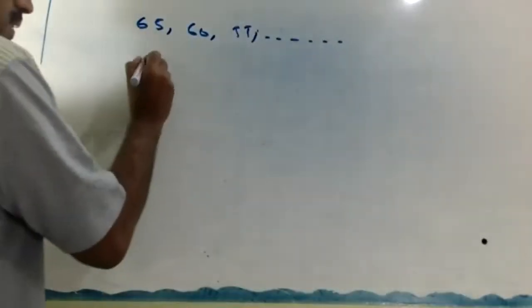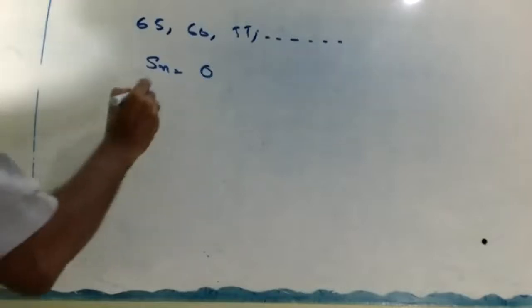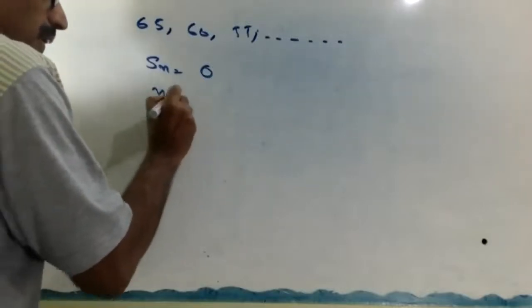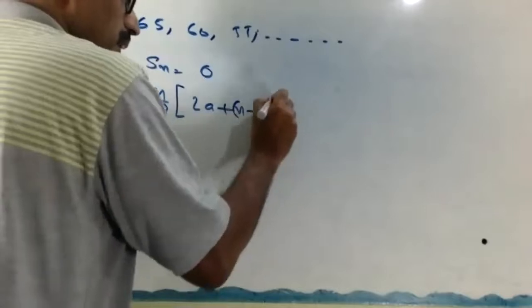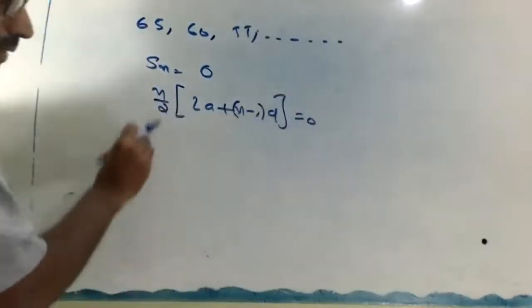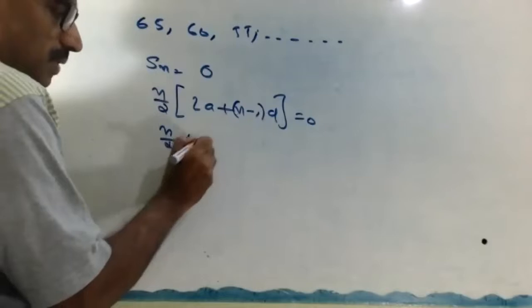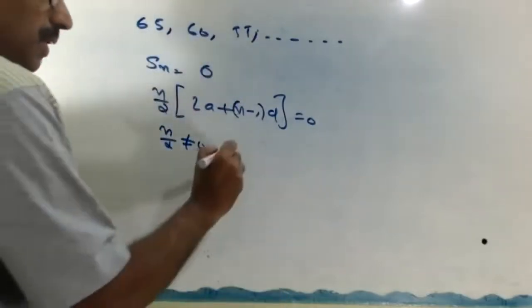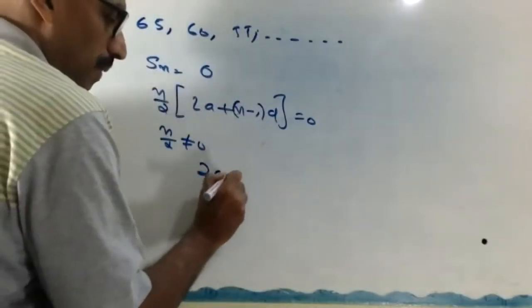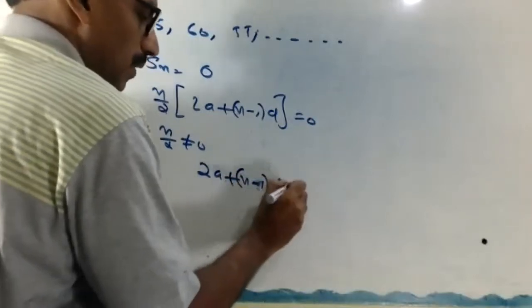Look, Sn equal to 0. So that means n by 2 into 2a plus (n minus 1) into d equal to 0. Either this is 0 or this is 0. But n by 2 is not equal to 0, because n cannot be 0, the number of terms is not 0. So therefore 2a plus (n minus 1) into d equals 0.